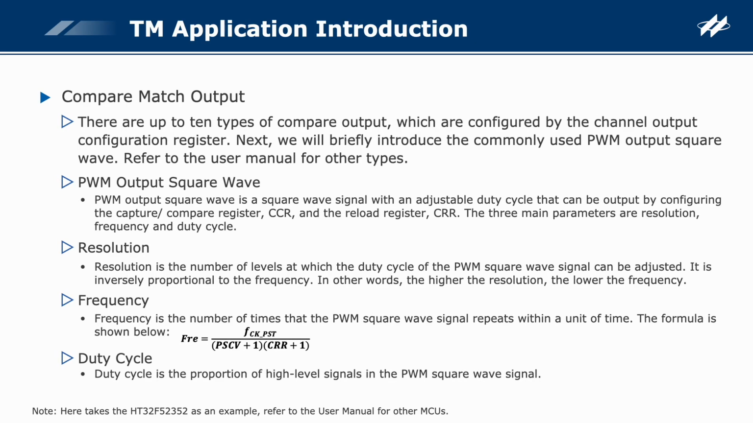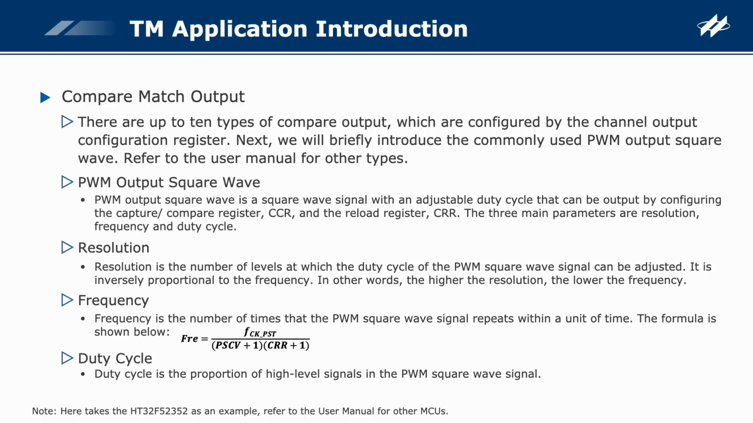There are up to 10 types of compare output, which are configured by the channel output configuration register. Then, we'll briefly introduce the commonly used PWM output square wave. Refer to the user manual for other types.